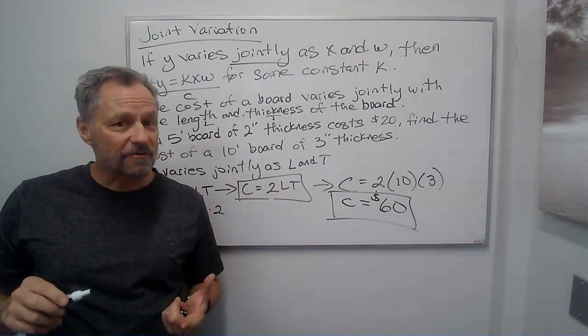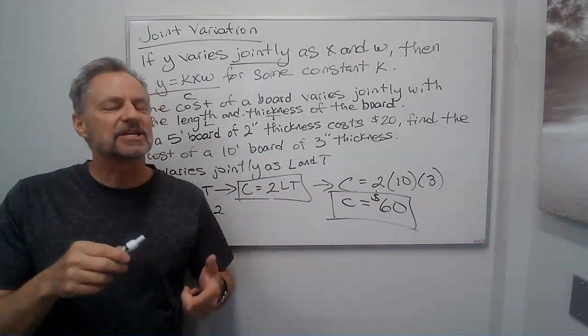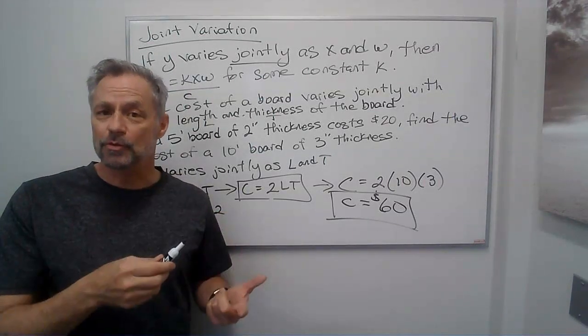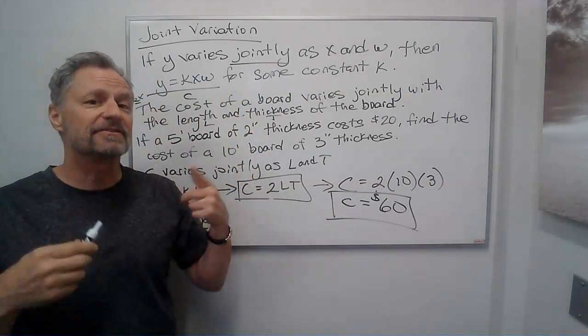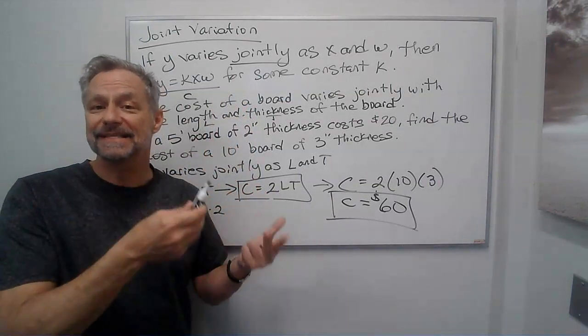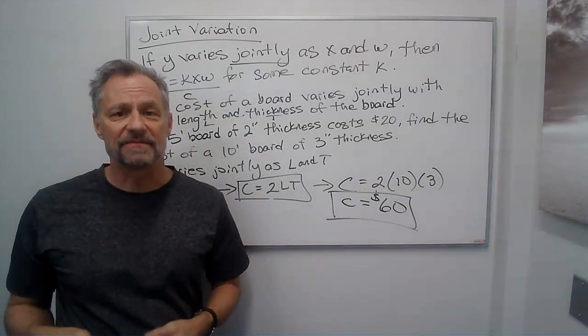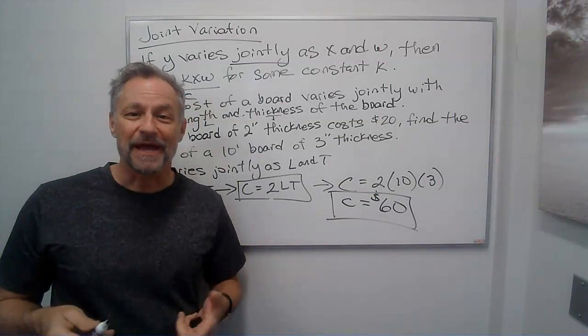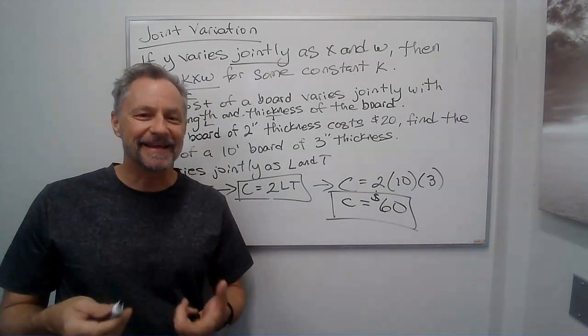So it's pretty straightforward. Again, joint variation is just an expansion of direct variation where you have your constant of variation and then times, this time, 2 other variables instead of just one variable. Okay, try that out, work with it, and you'll get it pretty quick.